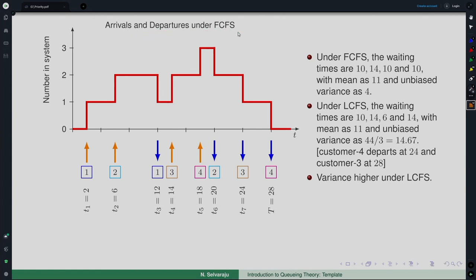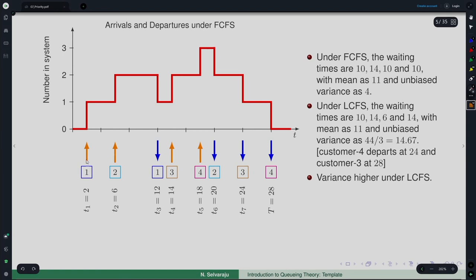which depicts the arrivals and departures under the FCFS scheme. The y-axis denotes the number in the system, and this is the timeline. At time 0, it starts with 0, and at time 2, which is t1 equal to 2, the first customer arrives. The orange arrows depict the arrivals, and the blue arrows depict the departures. The customer numbers, with different colors, are boxed here, corresponding to the arrivals and their departure points. The time at which the events happen is written down the line.